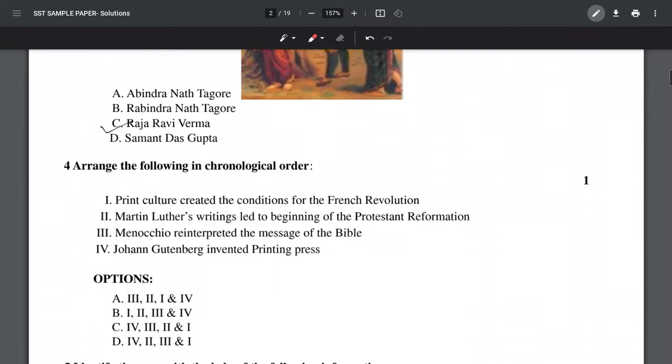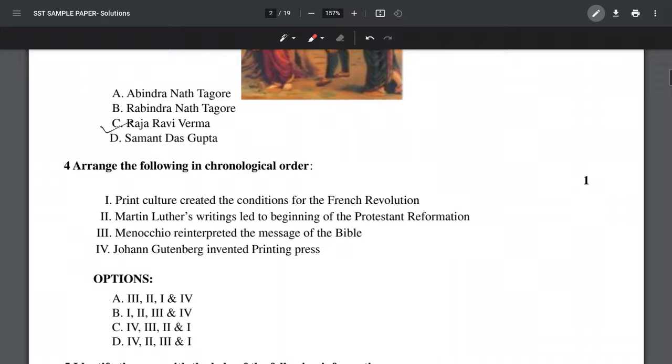Next one, arrange the following in chronological order. Chronological as in one by one format. First one, print culture created the conditions for the French Revolution. Second, Martin Luther's writings led to the beginning of the Protestant Reformation. Third, Menocchio reinterpreted a message of the Bible. And fourth one is Johann Gutenberg invented the printing press.